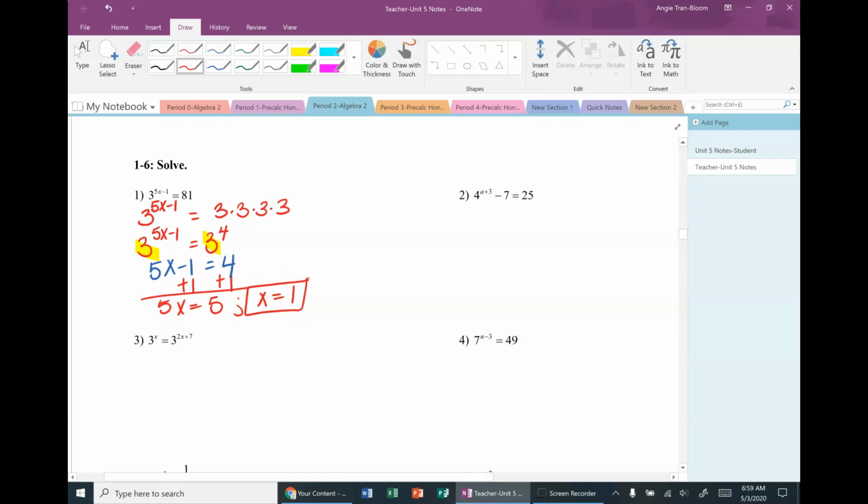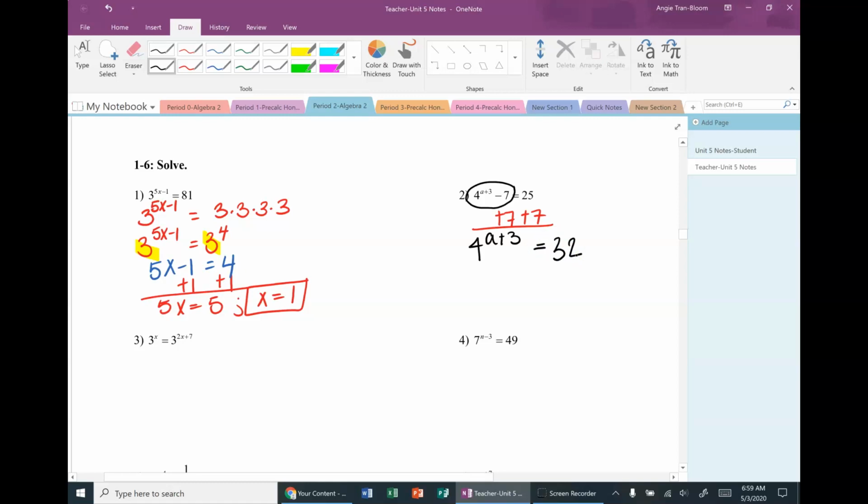Number 2, 4 raised to the power of a plus 3, take away 7, equals 25. Well, as you can see right now, this is not alone. So the first step is we want to get the base alone. So add 7 to both sides. Okay. So now we have 4 to the a plus 3 equals 32.